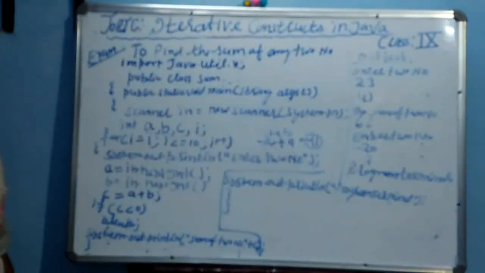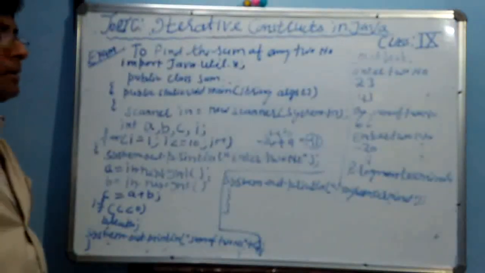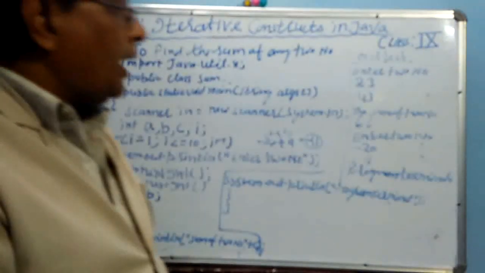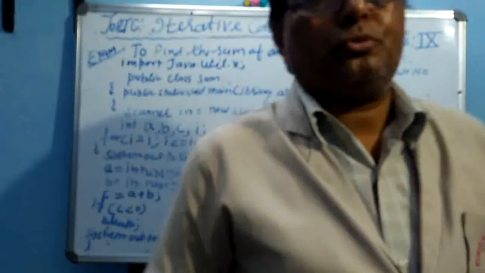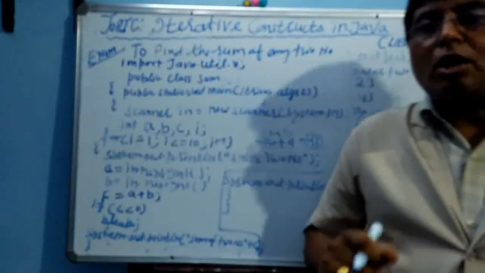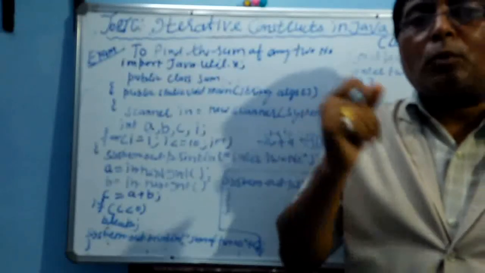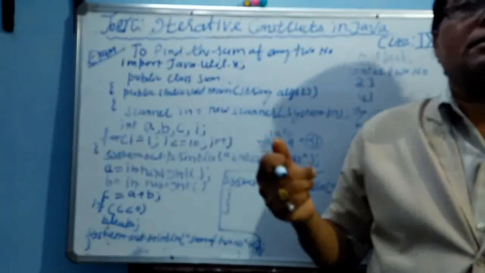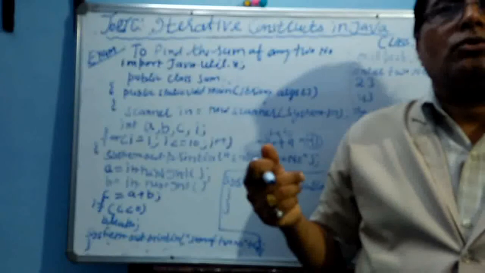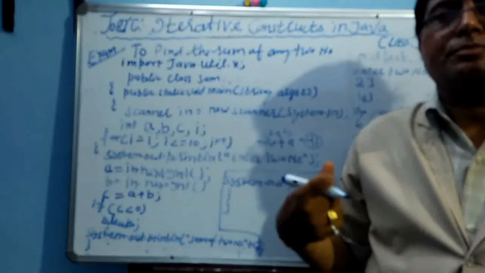So like this we can make our program and we can get the output. I think all the students understand the program of the break statement for the iteration.